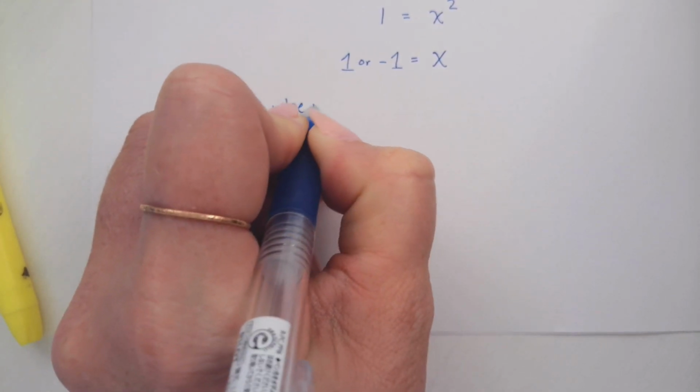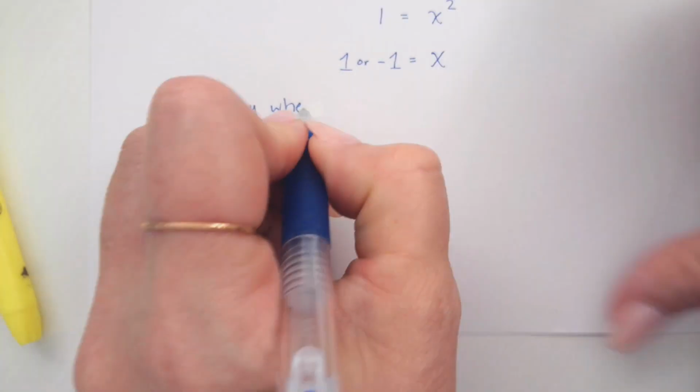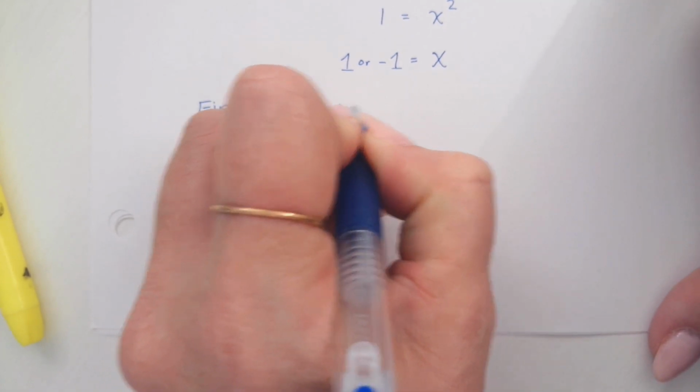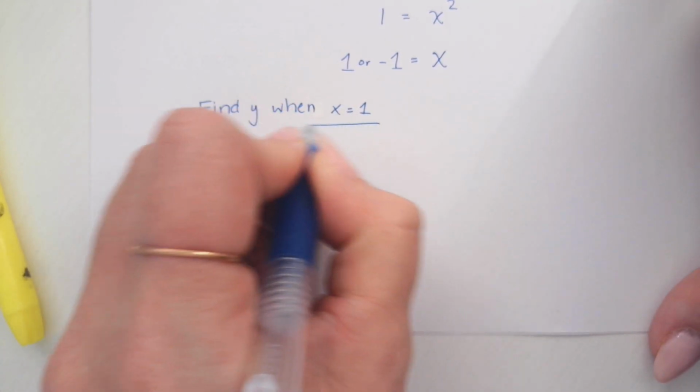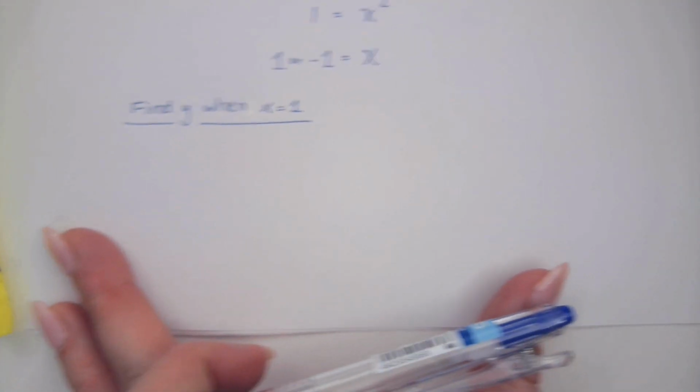Find y when x is... why is that so far over? It shouldn't matter, use whichever one is easier. The original or the one you multiplied, they should all give you the same y.